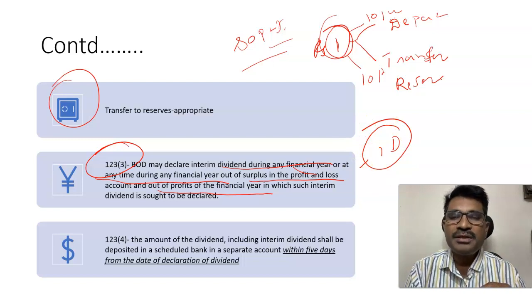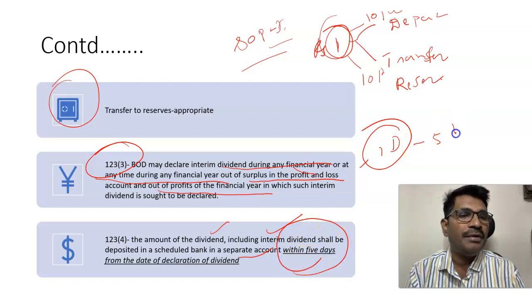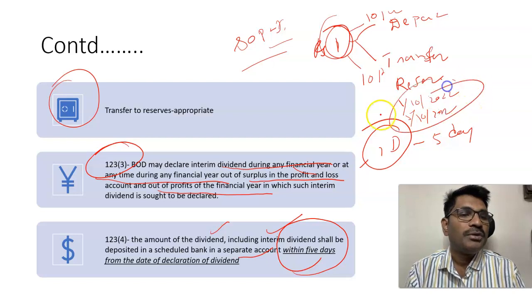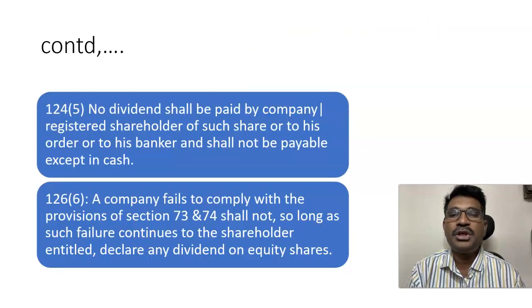Now let us move to section 123 clause number 4. The amount of the dividend, including interim dividend, shall be deposited in a scheduled bank in a separate account within 5 days after the declaration of dividend. Say for example, if the dividend is declared on the 1st October 2022, then 5 days means 1, 2, 3, 4, 5, so 5th October 2022. So within 5 days, the money has to be deposited into a scheduled bank account.